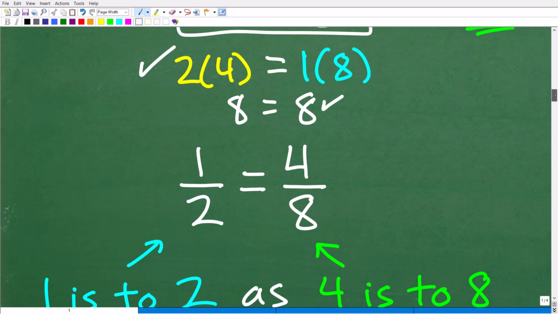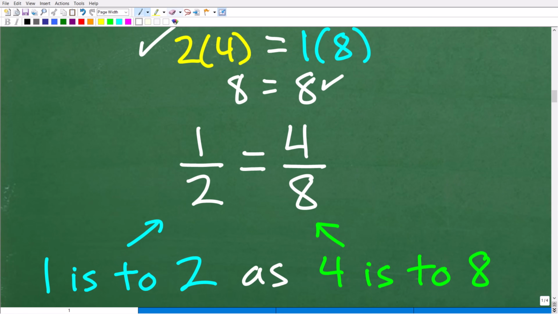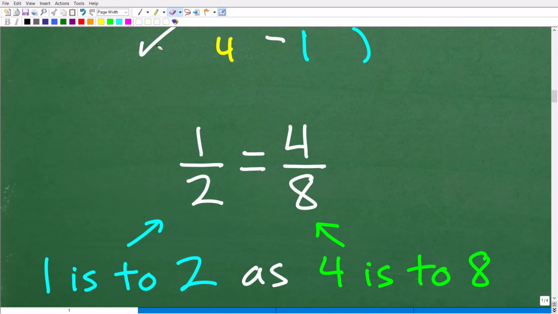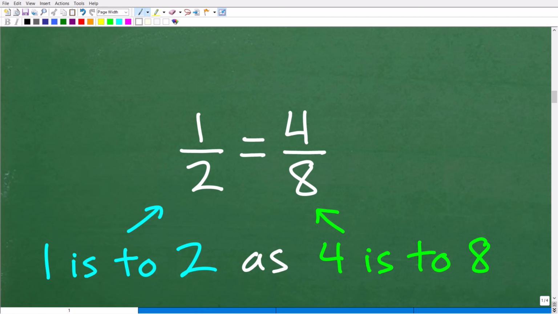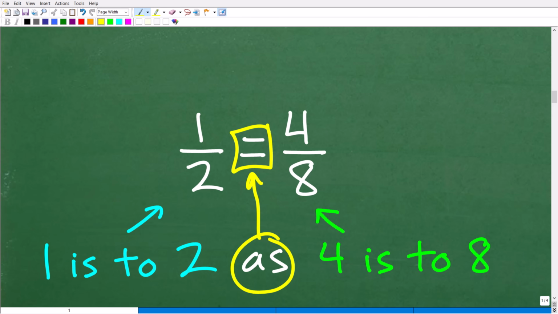Okay, so let's go back over here and let's just review our nomenclature, our language when it comes to ratios and rates. So in this particular example, we have this proportion. We have two equal fractions, but these could be two equal rates or ratios. Okay, so let's look at these as two ratios. So 1/2 is equal to 4/8. I could write this problem this way: 1 is to 2. Now this "as" right here is the equal sign. Okay, so 1 is to 2 as 4 is to 8.